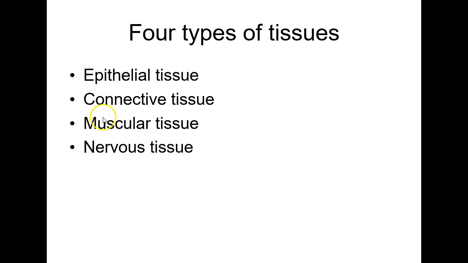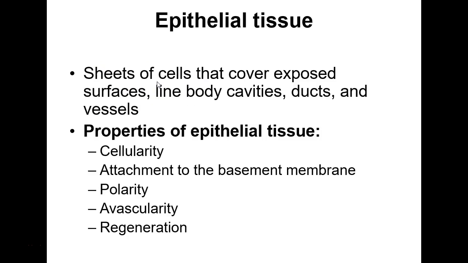Epithelial tissue. So we just did nervous and muscular. Now we're going to delve a little bit into epithelial. So epithelial, all epithelia pretty much has these five characteristics in common. Every now and then there'll be an exception, but don't stress on that.